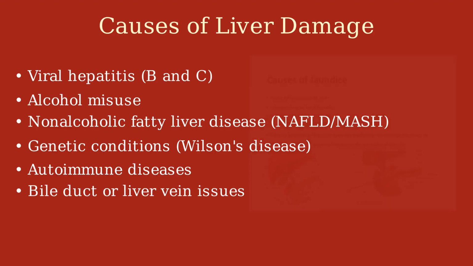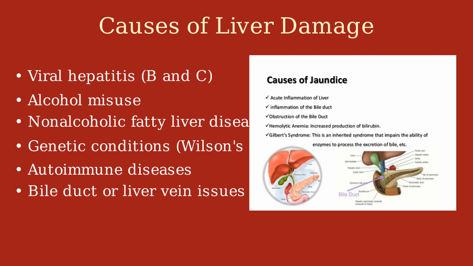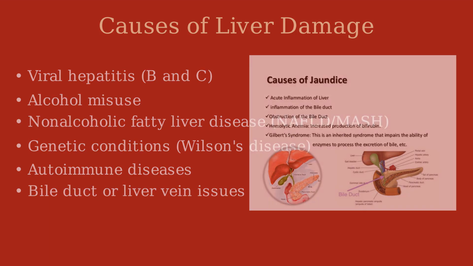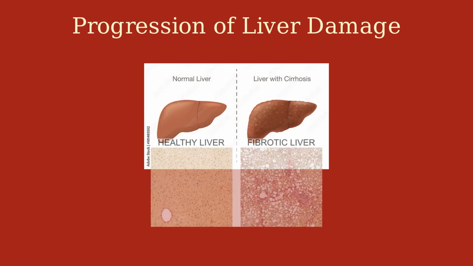Common causes of liver damage leading to failure include viral hepatitis B and C, alcohol misuse, non-alcoholic fatty liver disease, also known as metabolic dysfunction-associated steatohepatitis, genetic conditions like Wilson's disease, autoimmune diseases, and issues affecting bile ducts or liver veins. The progression of liver damage typically involves four main stages: inflammation, fibrosis, cirrhosis, and ultimately end-stage liver disease.